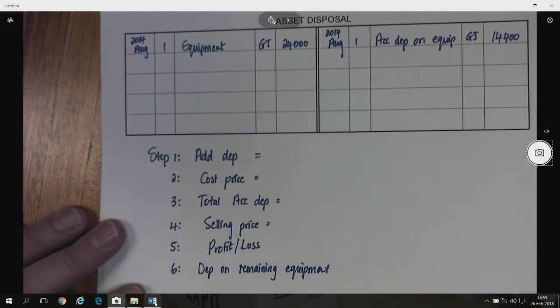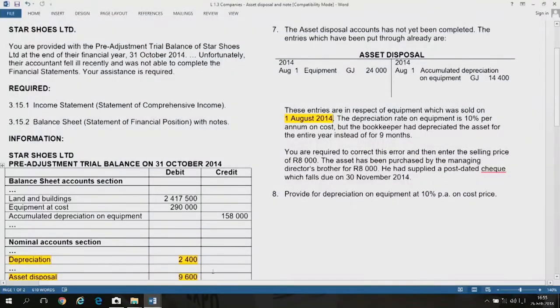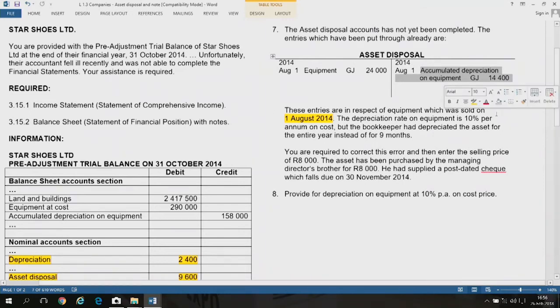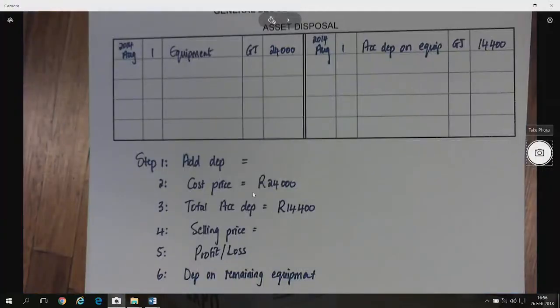So if we go back to the information, I'm going to read the information. Why do I put the steps down? So that it's only necessary for me to read once and then I'm done. There you see the cost price, 24,000 Rand. That is step 2, so the cost price is 24,000 Rand. What you see there is step 3, the total accumulated depreciation. So that was 14,400. So you will see that I just add those two. I put in the cost price of 24,000 and the total accumulated depreciation of 14,400.